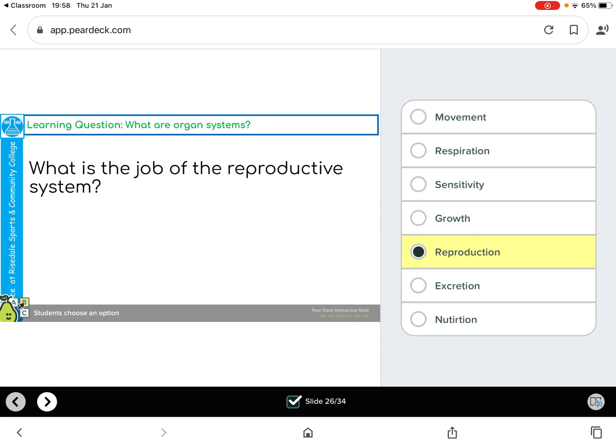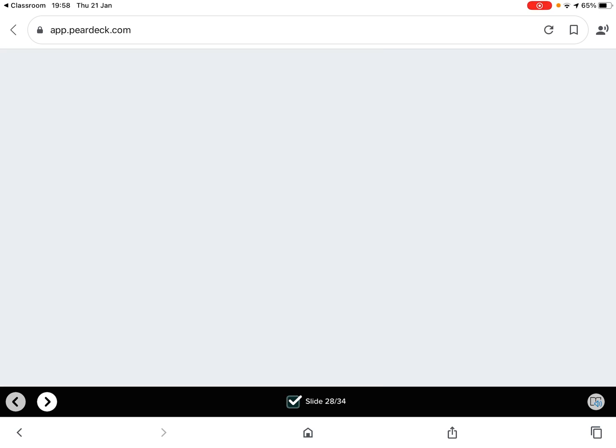Now, reproductive system and reproduction sound the same, so hopefully that is the one you chose. The nervous system is to do with sensitivity, so it reacts to the surroundings of our body, and then it causes changes in our body or reactions by passing on those nervous impulse messages.